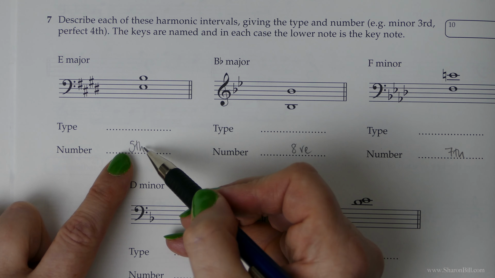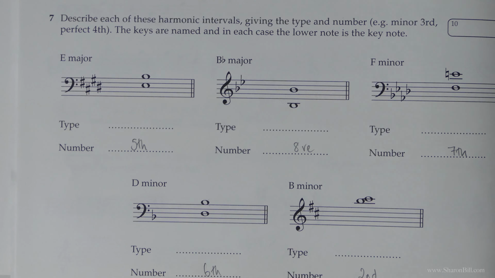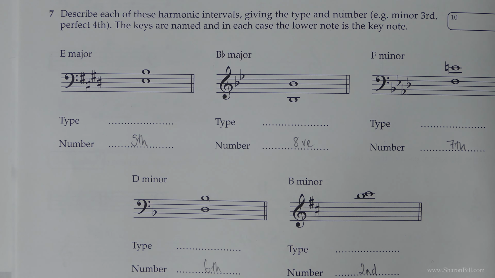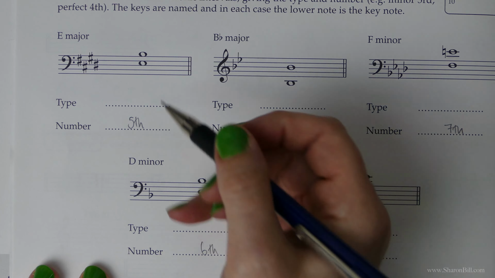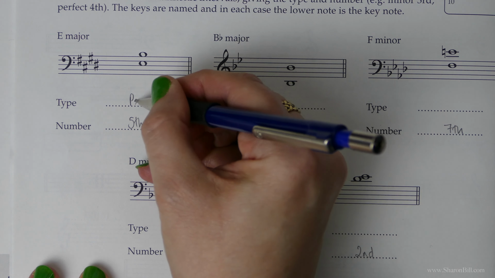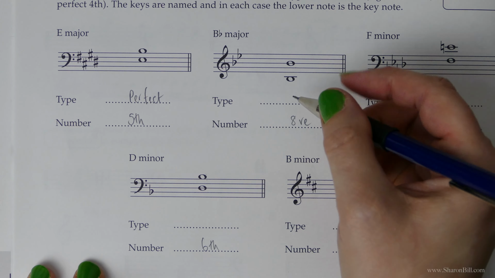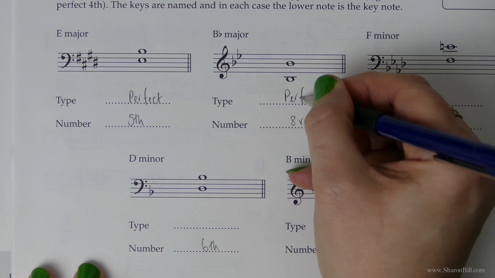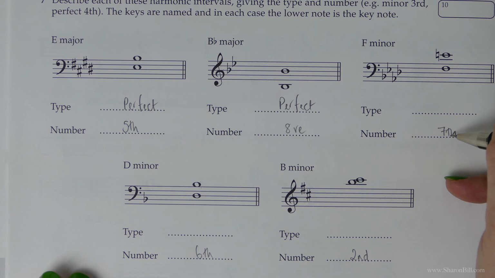So if you remember a fifth, it's the same in a major and a minor key. And so we call that a perfect fifth because it's the same in both cases. The same with an octave, that's a perfect octave. And we just need to think now on these last few.